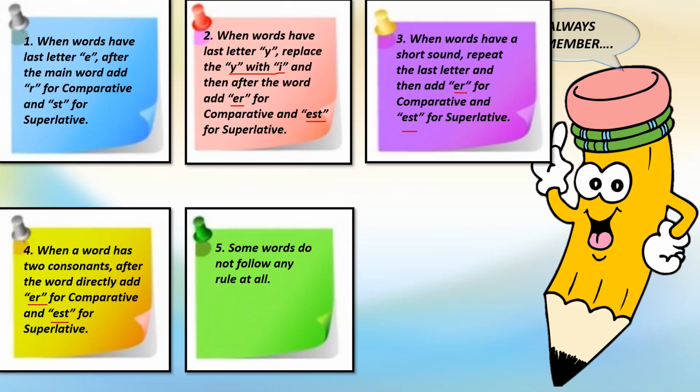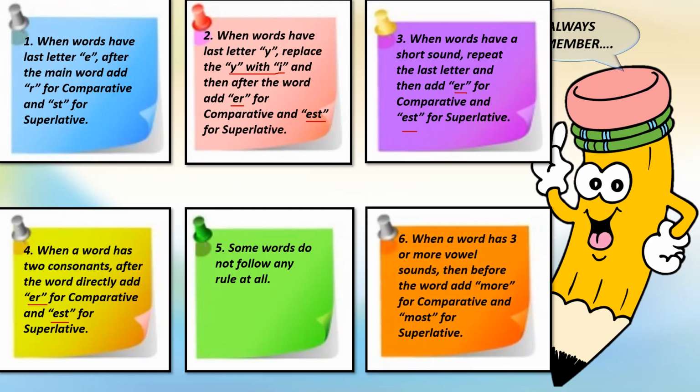Next we spoke of rule number 5, where we saw that there are some very naughty adjectives which do not follow any rule, and therefore we alter the form of those adjectives, for which we have already seen a table. Lastly, we spoke about rule number 6, which said that when an adjective has 3 or more than 3 vowels, then before that adjective you will add the prefix more to make it comparative, and you will add the prefix most to make it superlative.